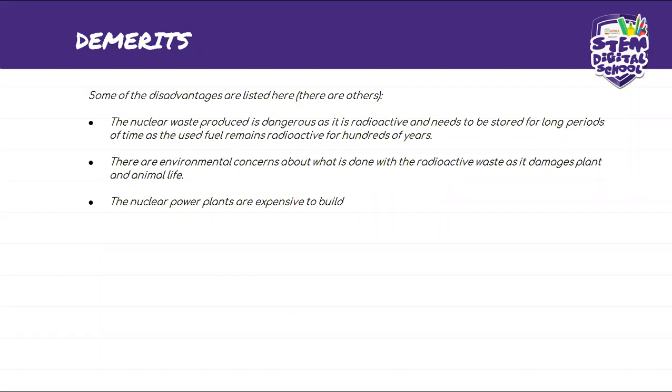Nuclear power plants are expensive to build. They release radioactive waste that takes a very long time to decay. They are very expensive to construct, and as such, it's very expensive.